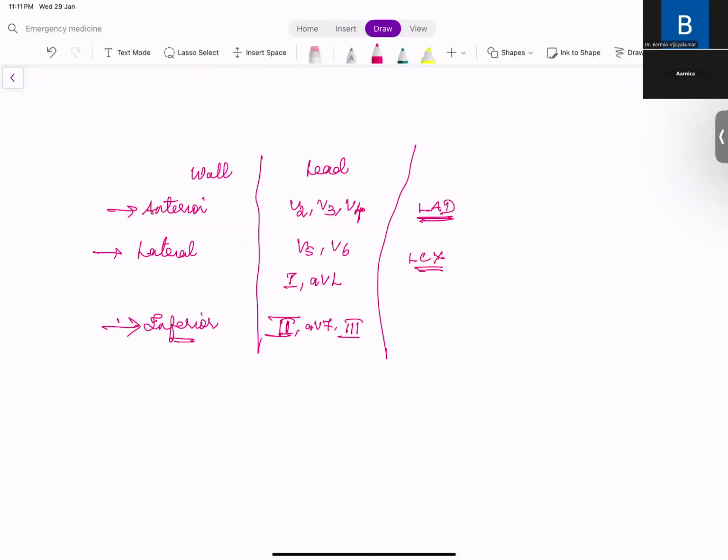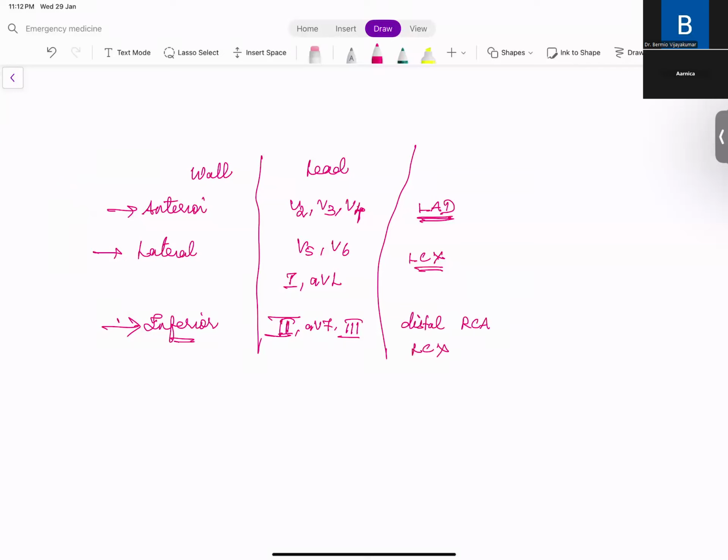What supplies the inferior? This we didn't discuss last time. I told you the right coronary artery supplies the right wall of the heart, and the same right coronary artery goes down and its distal part supplies the inferior wall of the heart. So it is the distal right coronary artery. There is a catch to it because in some cases the left circumflex artery also turns around and its distal part supplies the inferior wall. So again, it could be LCX.